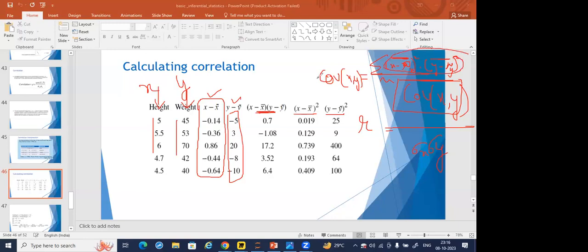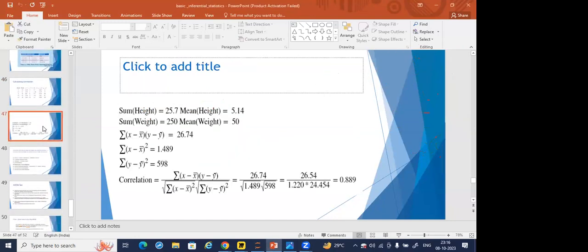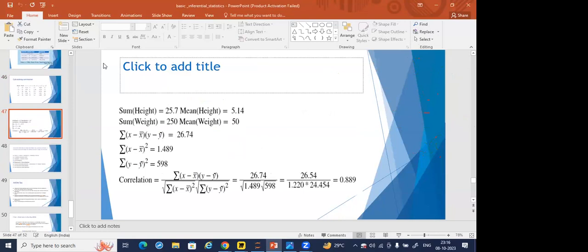So this entire settlement one needs to do here, and then calculate the entire R on the basis of this sum of height and weight. Here the sum of height is 25.7, the sum of weight is 250, and this is the mean of height and the mean of weight. The sum of x minus x bar times y minus y bar is 26.74, and here you can see the sum of x minus x bar and the sum of y minus y bar.